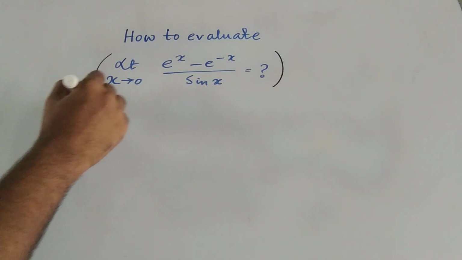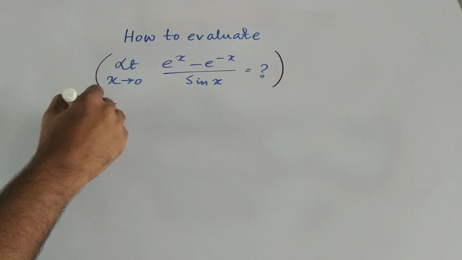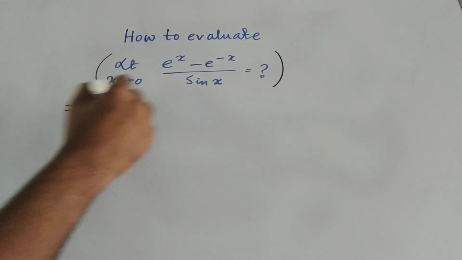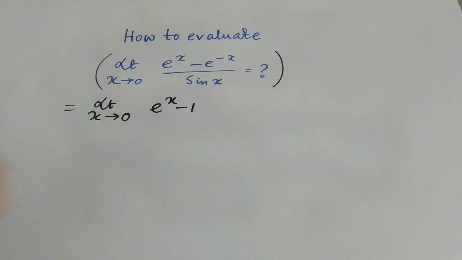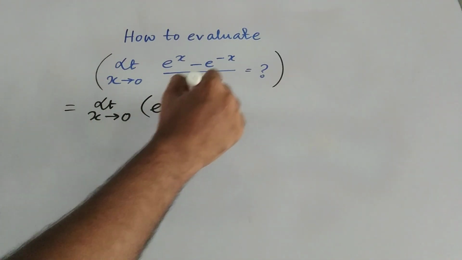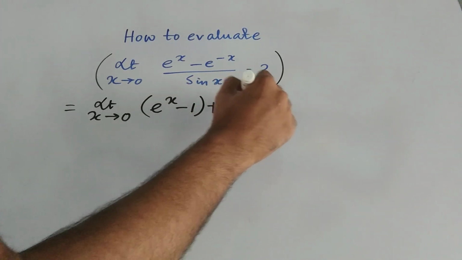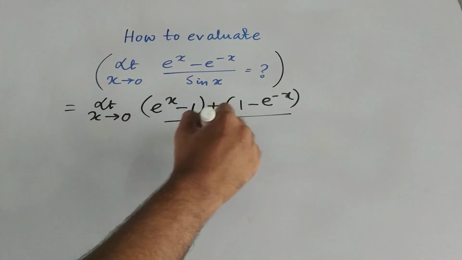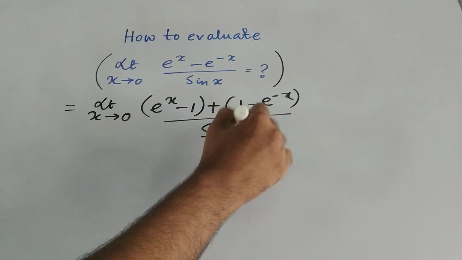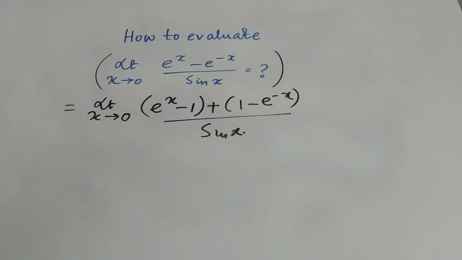For doing this, I am just writing the next step as limit x tends to 0. I am adding and subtracting 1 in the numerator. That means e to the power x minus 1 plus 1 minus e to the power minus x, whole divided by sin x. Whatever be the limit expression, we have to use some of the basic fundamental things.